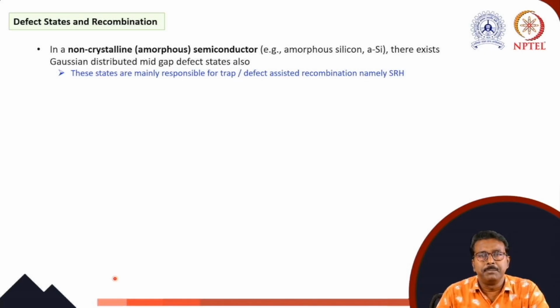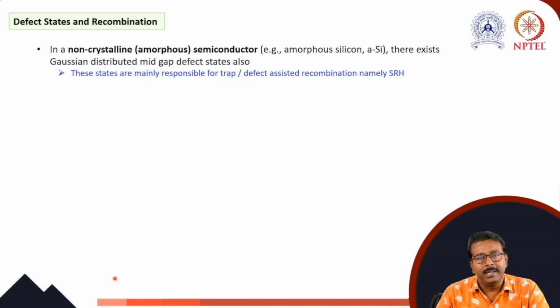Suppose one particular atom is missing, or in place of a particular atom, a different atom of a different material is there, or some defects are there. Suppose some boron atoms are there in the silicon. So these states, which basically lie in the middle side of the forbidden gap, are assumed to be responsible mainly for recombination.